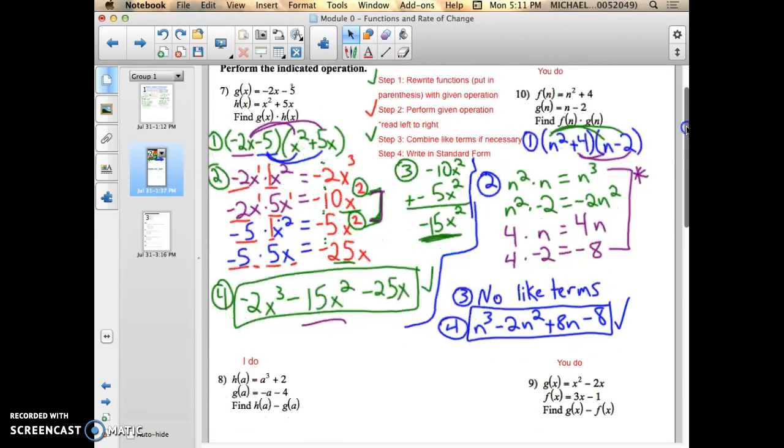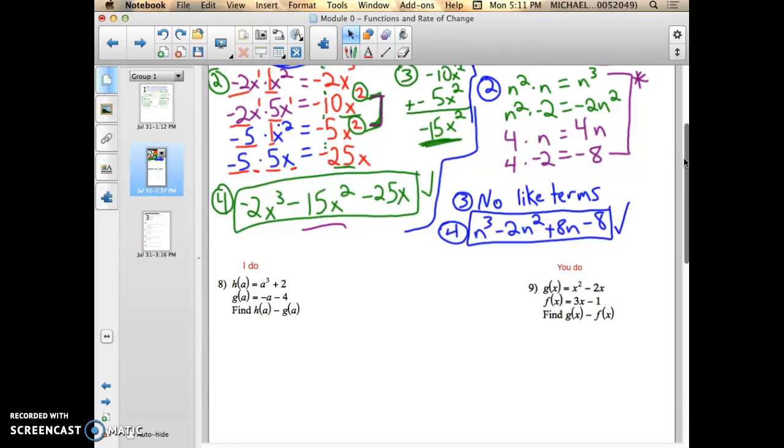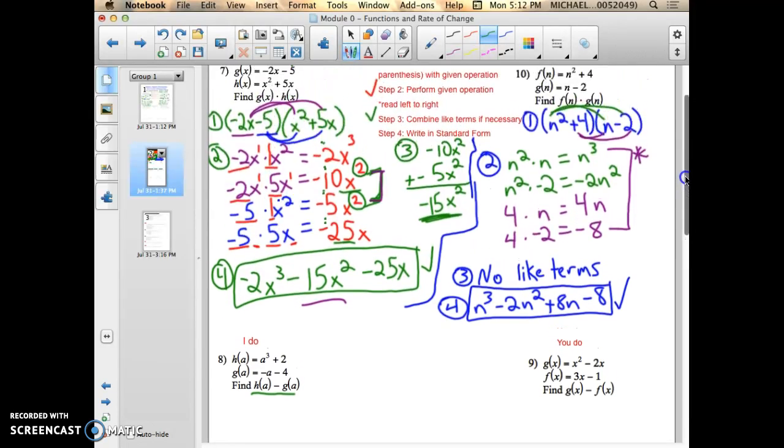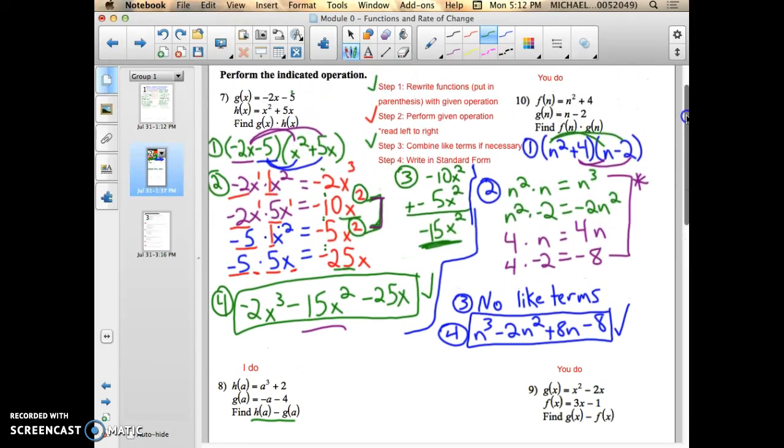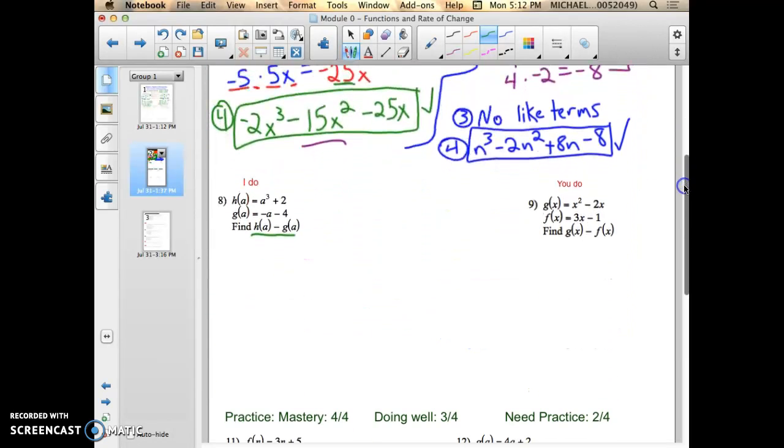The first one, if I was given number 8, and again it says perform the given operation, I see that it says find h of a minus g of a. So I know that I'm working with subtraction from right here. So the first step again is very important to set up the problem exactly how I want to do the math. So rewrite the functions, put them in parentheses with given operation in between the two.